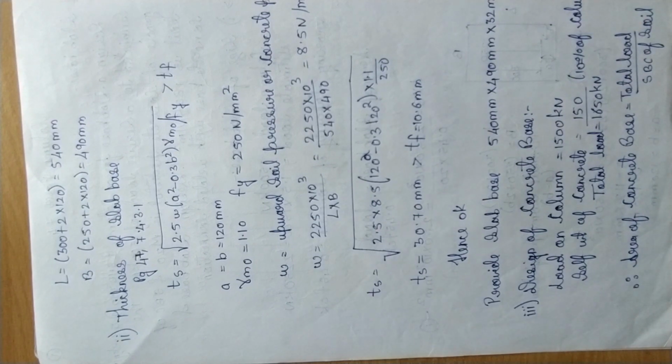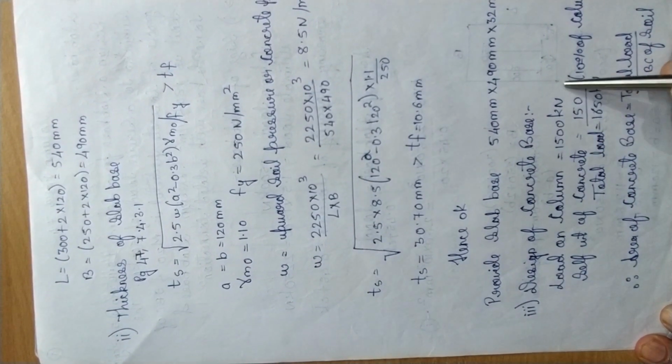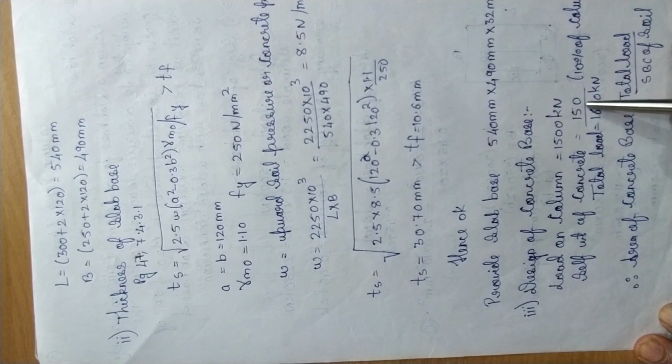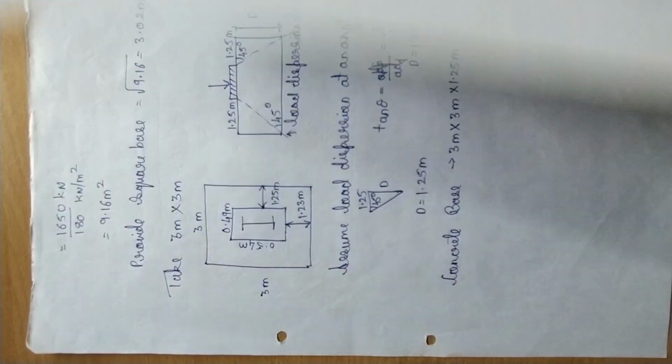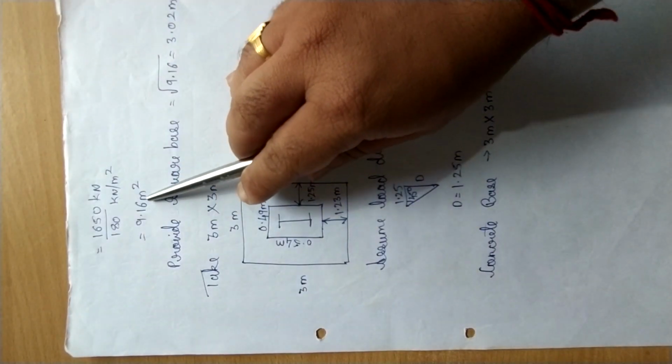Now below the slab base, we need to have a concrete base. So the design of the concrete base. Again, the load on the column is so much. We should take the unfactored load here, and the self weight of concrete as 10%. So 10% of 1500 is 150. Adding both together, we get so much load. Then the area is the load divided by the SBC of soil, because below there will be soil. The SBC of soil is given as 180. So we are getting so much area.